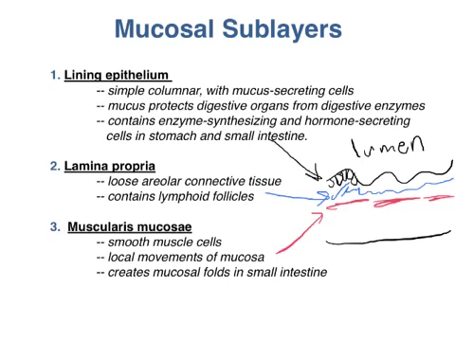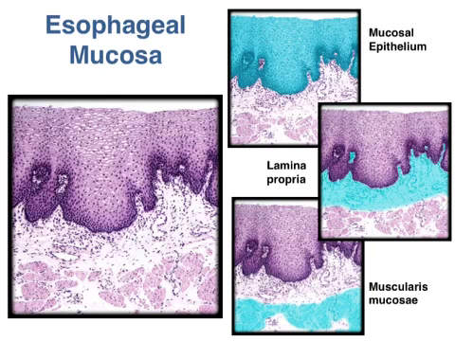And these smooth muscle cells help with movement of the mucosa. They also, in the small intestine, where the mucosa is highly folded, it's the contraction of those smooth muscle cells that creates those folds. Here we're looking at the mucosa of the esophagus, the esophageal mucosa. Notice first off that in the esophagus the epithelium is very different. In the esophagus the epithelium is stratified squamous.